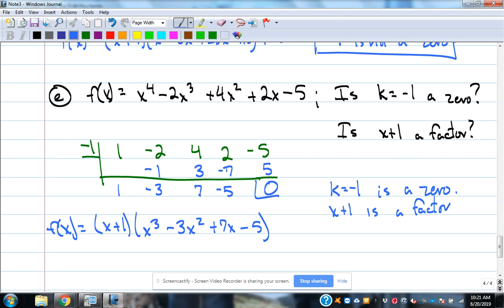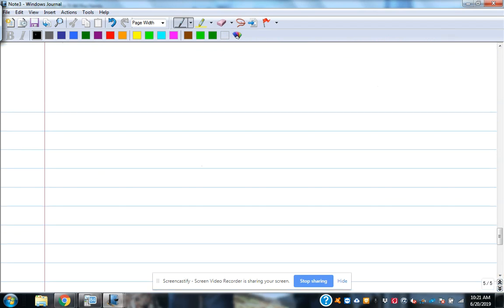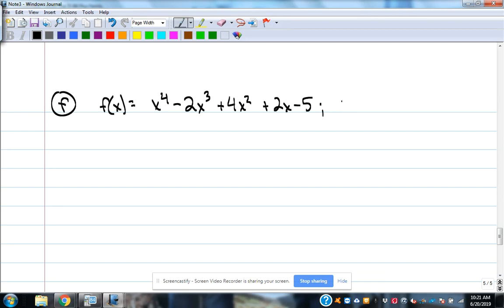So let's look at one that's maybe a fraction, because those are the same process, but it seems more difficult because it's got a fraction. So let's take that same polynomial, x to the 4th minus 2x to the 3rd plus 4x squared plus 2x minus 5. Is 2x minus 1 a factor?